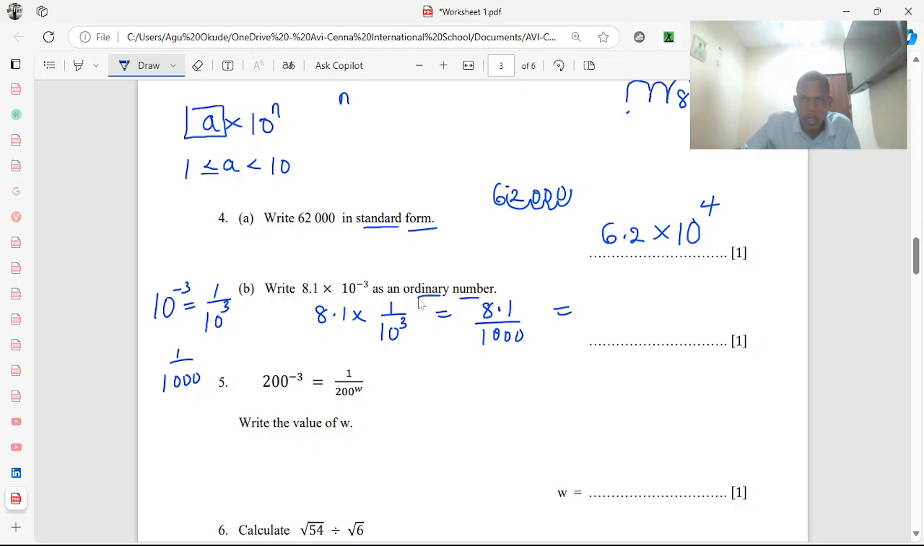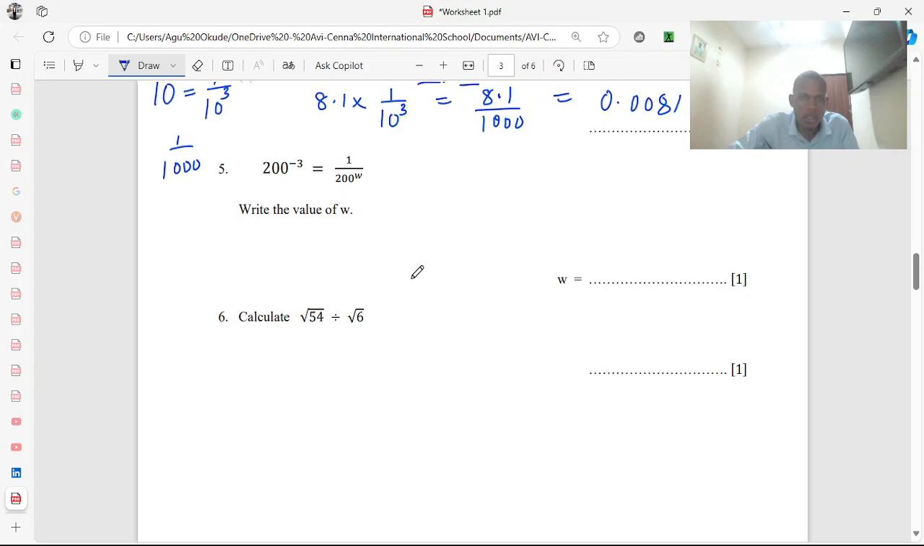So it moves 1, 2, 3. It stays here, right? So you have to fill 0 here, and put 0 here. So the answer I'm getting is actually 0.0081. That's the answer.